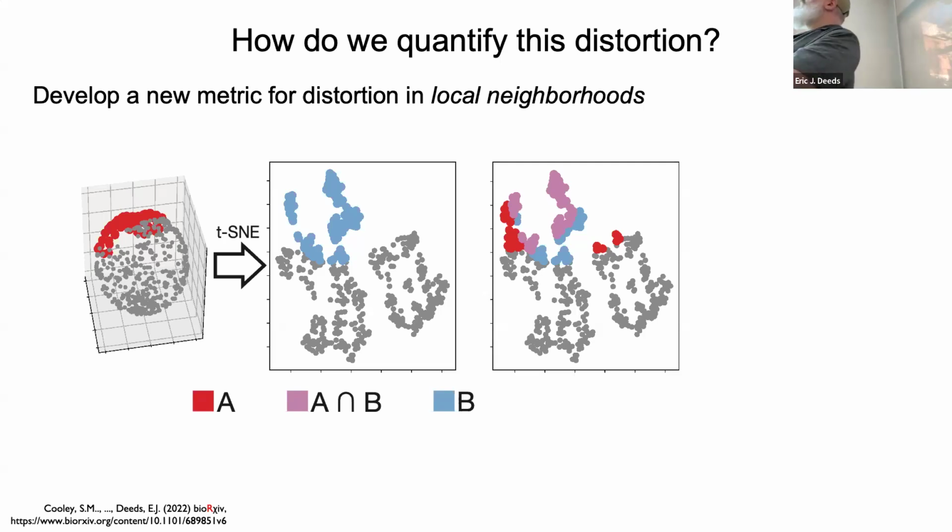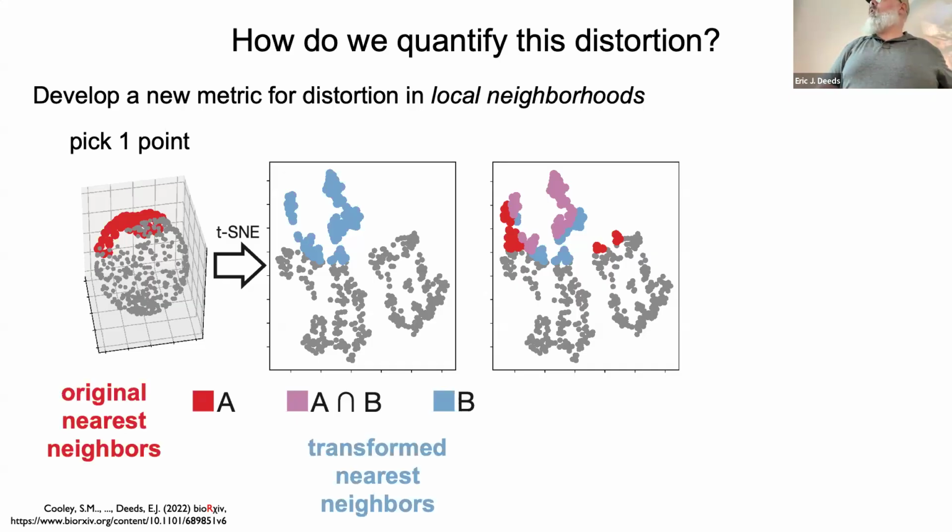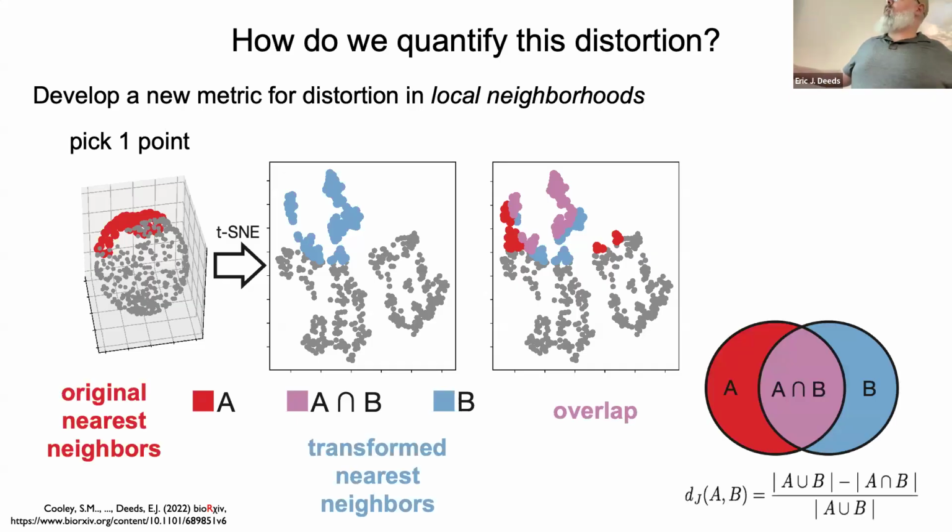You can think of that as being like Alaska and Russia. And then for that same point, in the 2-dimensional representation, we're going to color all of the points blue that are the 100 nearest neighbors of that point. And then we can look at the overlap between that. It turns out that if you do that, you can characterize how dissimilar these sets of neighbors are using a simple quantity called the Jaccard distance. So this just quantifies how different those two sets are.